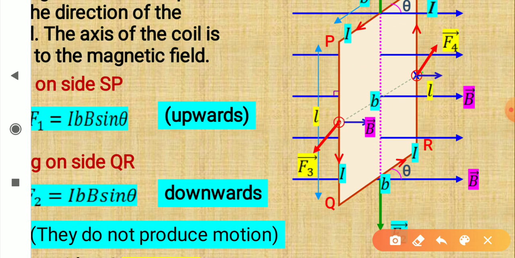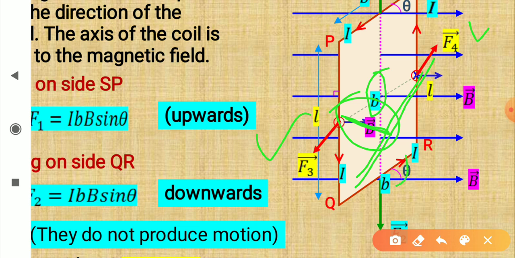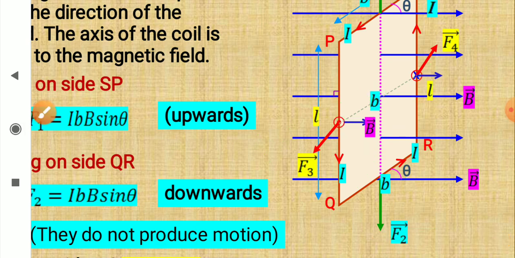So see, if I try to produce this line backwards and drop a perpendicular from here, then you know that torque or moment of force is either of the forces multiplied by the distance between them. So I know this force as ILB, and we will find out this perpendicular distance between their lines of action. So using all the given information, like this side B and the angle between the magnetic field and the plane of the coil, we will find out the torque acting on it.